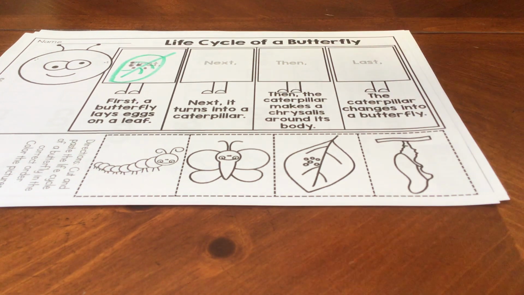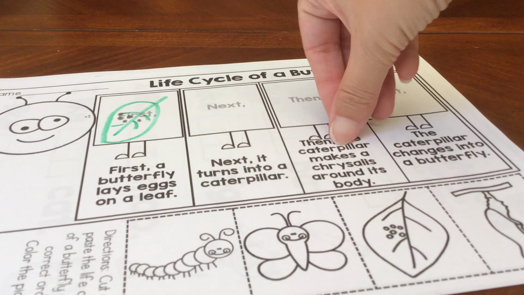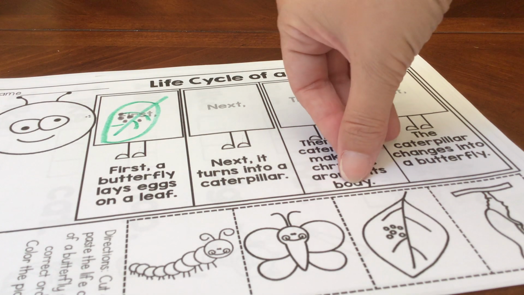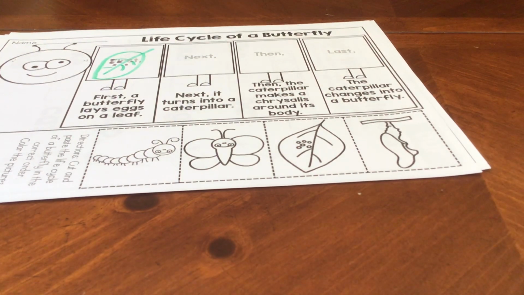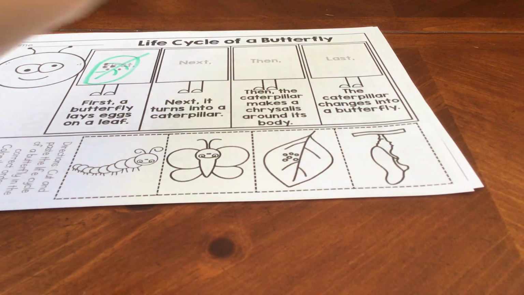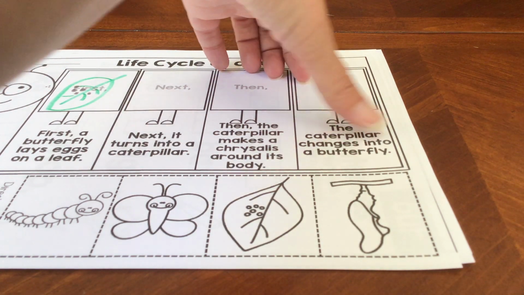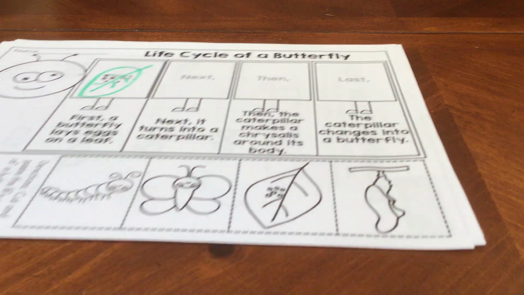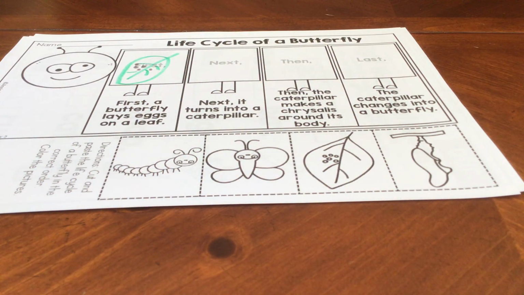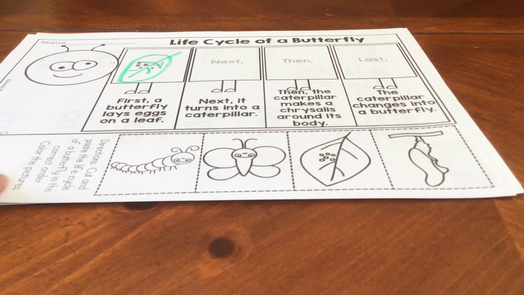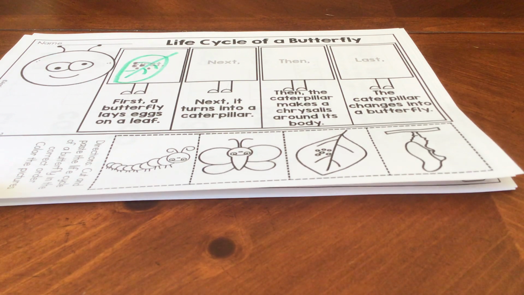Then, what happens after that? Then the caterpillar makes a chrysalis around its body. You've got to find your picture that shows a chrysalis when the caterpillar wraps up and hangs on a branch. You're going to find the picture, either cut it or draw it on the word then. And last, the caterpillar changes into a butterfly. So which picture will we put up here on last? We'll put the butterfly. You either glue it or draw it. Then I want you to go tell somebody else in your family about how a butterfly grows.